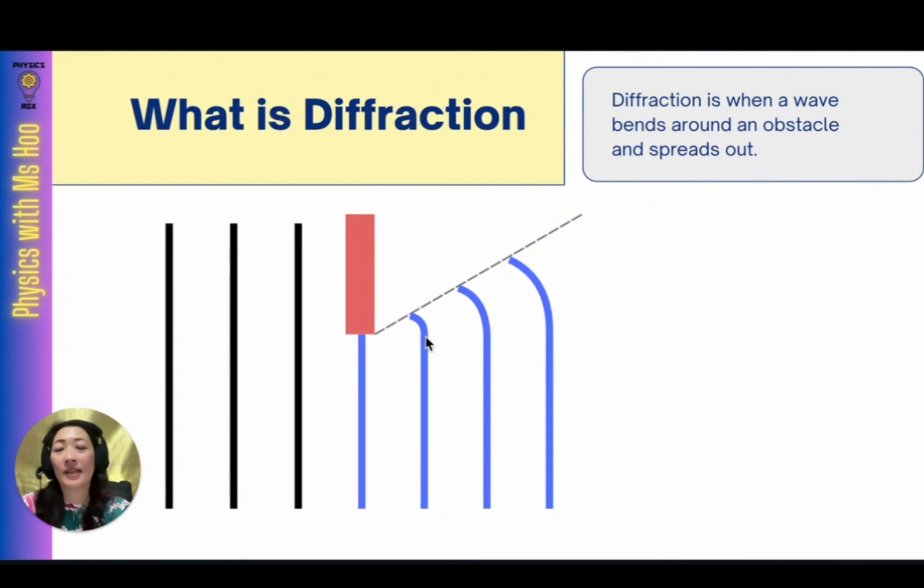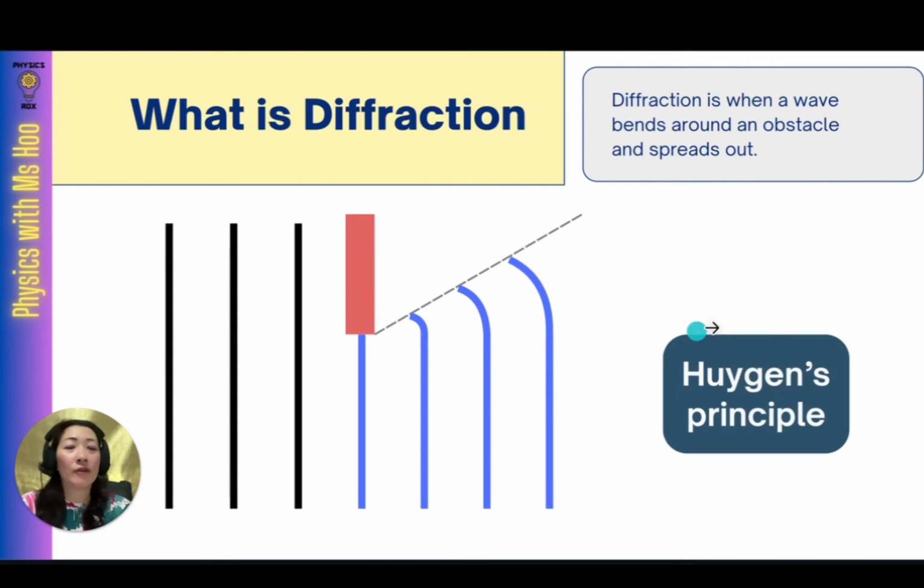Now, the reason why waves behave like this, meaning that they bend and spread around an obstacle, can be explained using Huygens principle. However, we're not going to go into this principle because this is not covered in SPM or IGCSE. If you'd like to know more about this principle, I will cover that in a separate video.